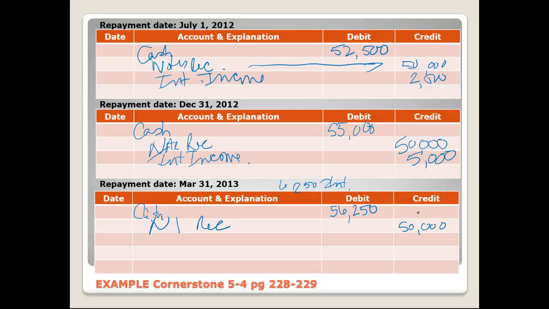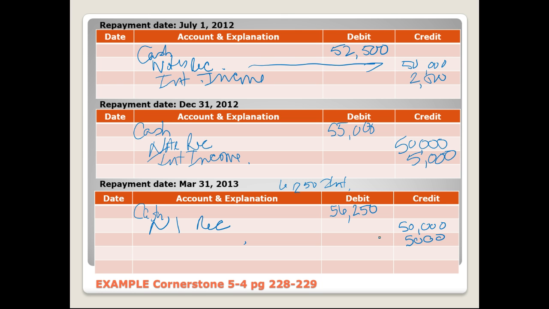Now we know that there's $6,250 total of interest. But do we credit all of that to interest income? Is all of that 2013 income? No, it's not. If you recall, we already dealt with $5,000 worth of that income when we had to accrue the interest at the end of 2012. When we accrued the interest, we discovered that there was an interest receivable amount. There was an interest receivable of $5,000.